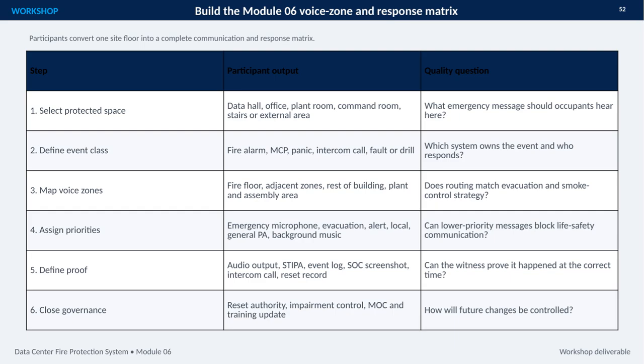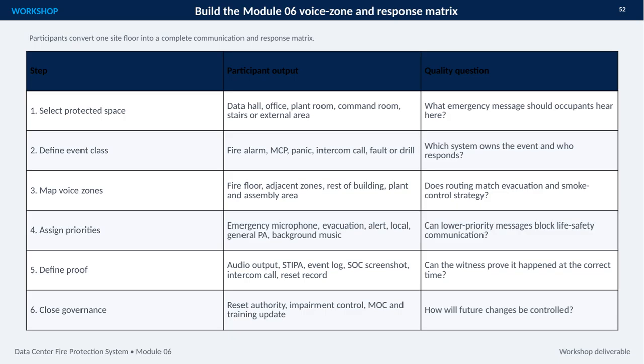They also assign priorities, checking that lower priority announcements or background audio cannot block life safety communication. The matrix must then define how performance will be proven, whether through audio output, STIPA, event logs, screenshots, intercom calls, or reset records.